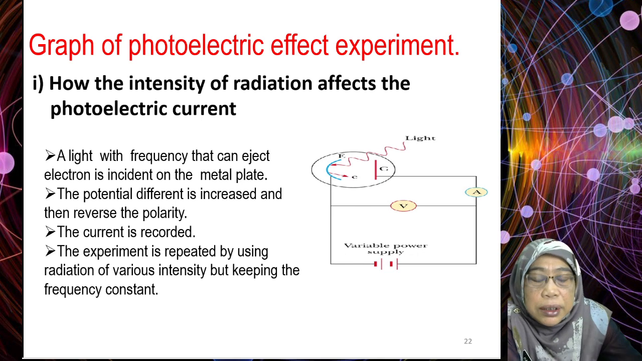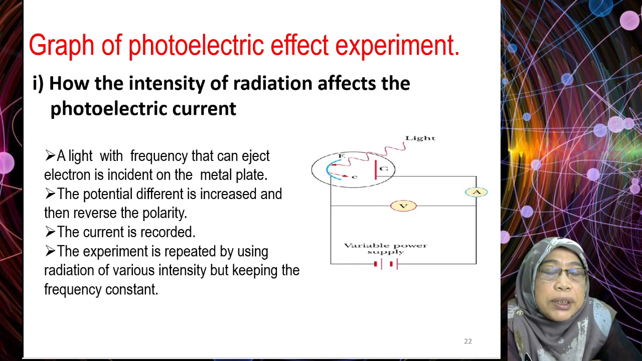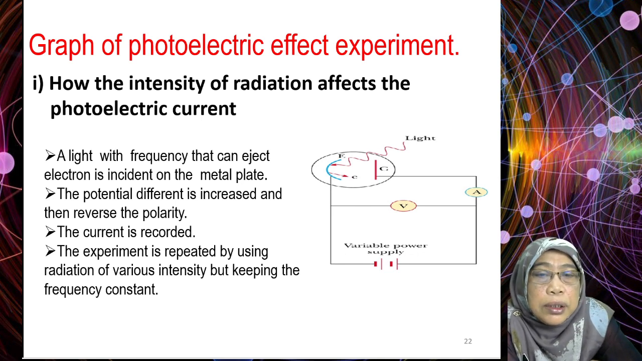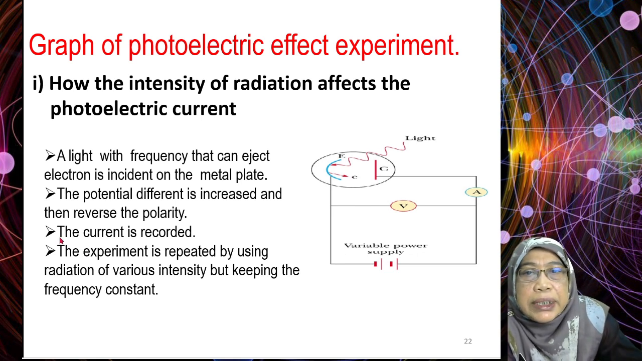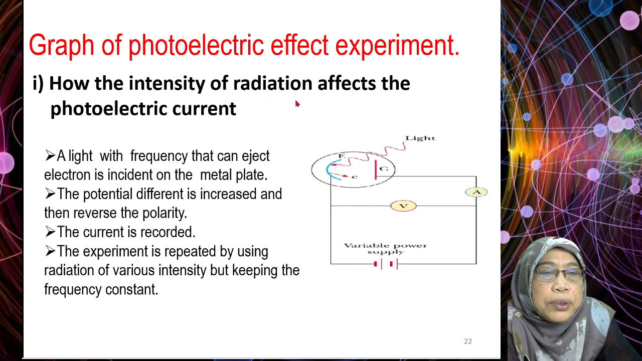So we continue with the graph of the photoelectric effect experiment. Just now was problem solving using the Einstein equation. And this is the objective about sketching the graph. The first graph is how the intensity of radiation affects the photoelectric current. Meaning that you change the intensity of radiation. What happens in your photoelectric effect experiment? What are the observations that you can see?